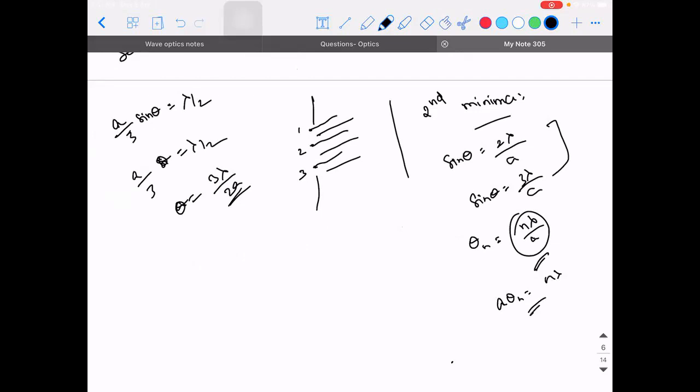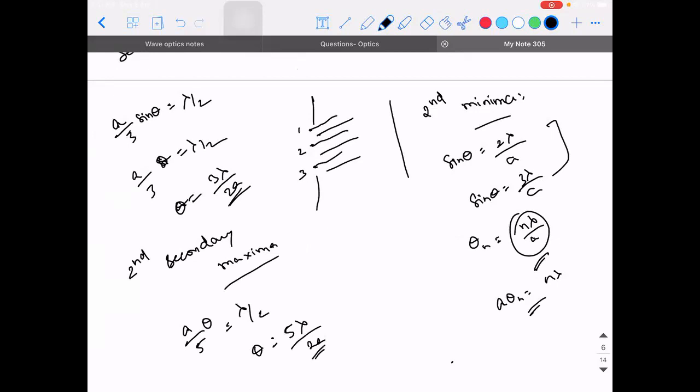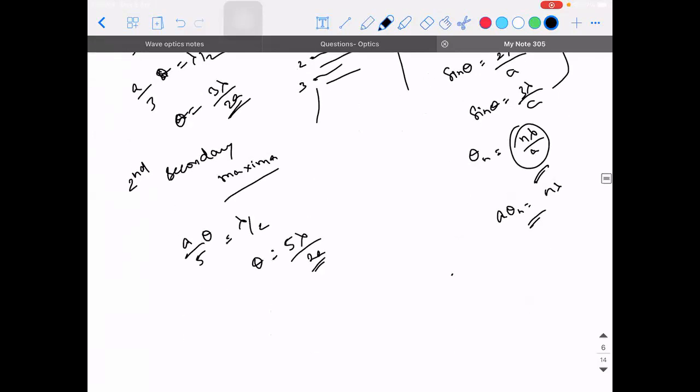Now what should be the condition for the second secondary maximum? A sin theta equal to 5 lambda by 2, so sin theta will be equal to 5 lambda divided by 2a. So what will be the condition for the nth secondary maximum? (2n plus 1) lambda by 2a. That's it. So this is the condition, and that's what they've given here.